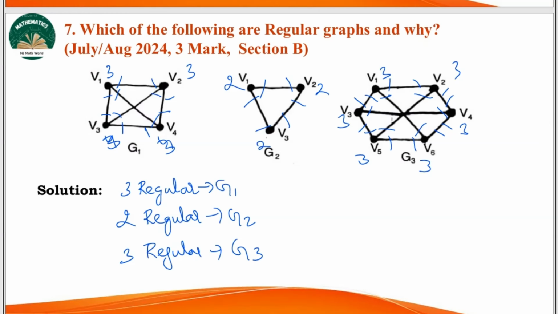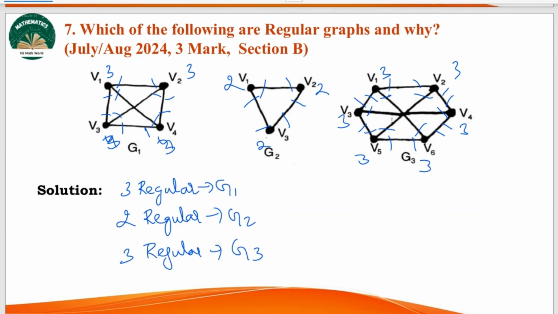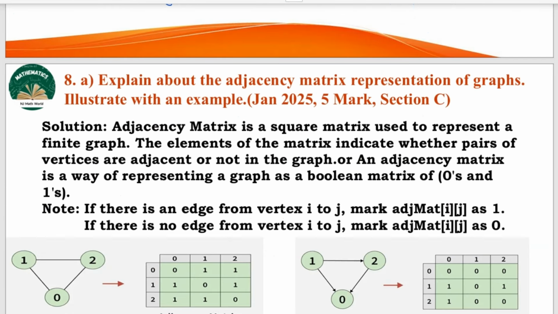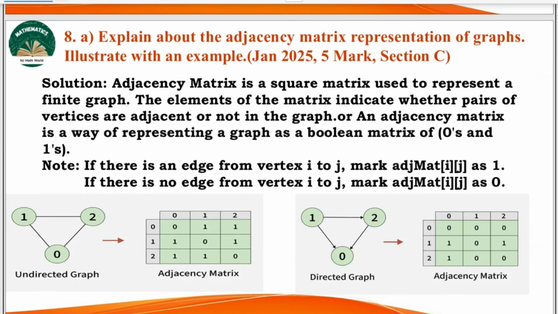So all the given graphs are regular because the degrees of the vertices in each graph are the same. Then it is called a regular graph. Then moving on with the next question, you have to explain about the adjacency matrix representation of the graph. Illustrate with an example. So here, what is meant by adjacency?